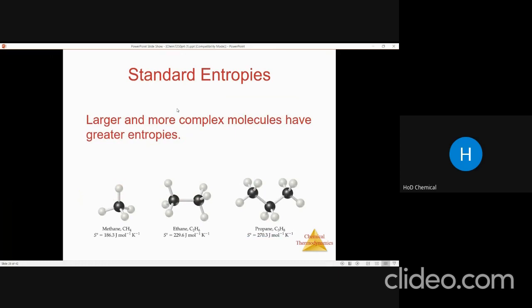The standard entropies also increase for larger, more complex molecules, for example methane, ethane, and propane, which have different values. Methane, CH4, has an entropy value of 186.3 joules per mole per Kelvin. Ethane has a standard entropy of 229.6 joules per mole per Kelvin. Now propane: its standard entropy value is 270.3 joules per mole per Kelvin.